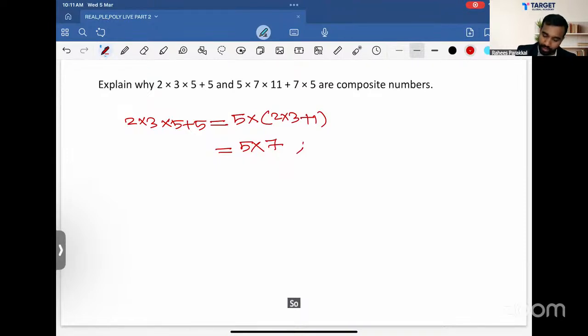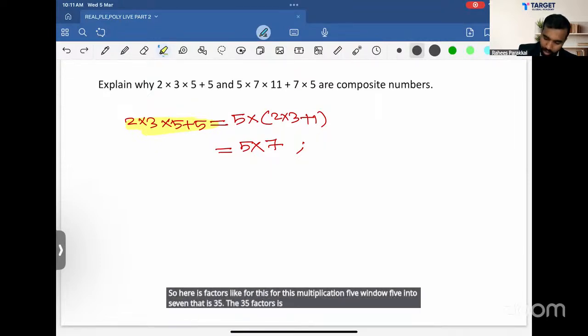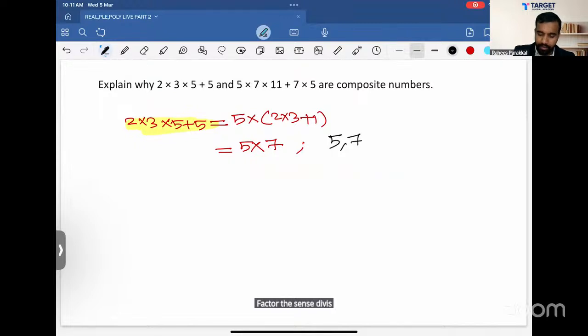So the number is 5 into 7, that is 35. The factors of 35: 5 is a factor of this one, factor in the sense divisible. 7 is a factor, and 1 is a factor of all numbers.